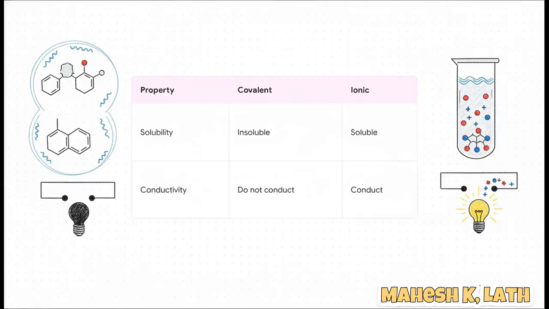Those independent covalent molecules, things like camphor or naphthalene, usually won't dissolve well in water at all, and they absolutely do not conduct electricity. But ionic compounds, since they're made entirely of charged particles, they dissolve super easily in water. When they do, those charged ions break apart, float around freely, and perfectly complete that electrical circuit to light up the bulb.